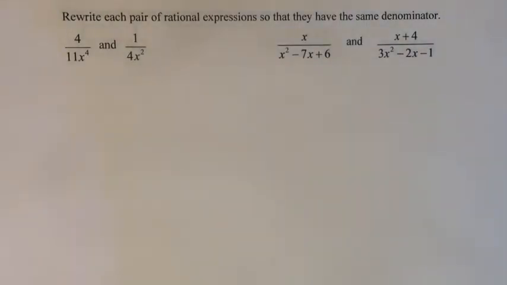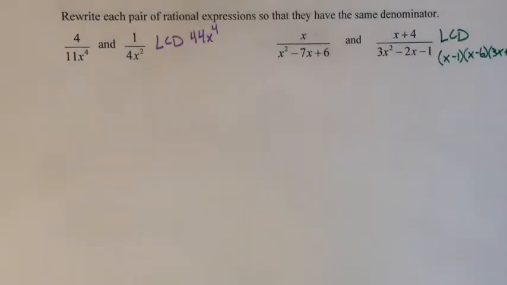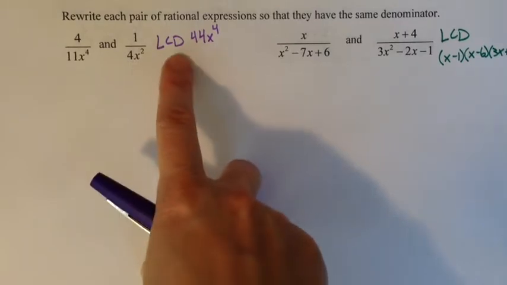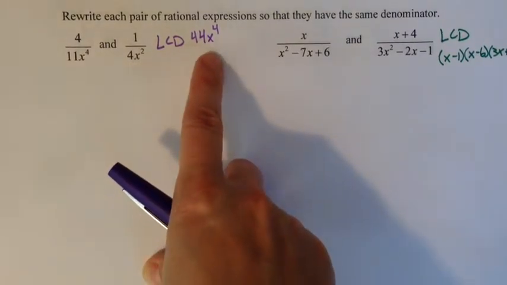Earlier in this video, we reviewed how to find the least common denominator for some fractions, and then we built up each fraction to have the same denominator, ultimately so that we could add or subtract them. That's what we're going to do now. We're going to take these pairs of rational expressions and build them up so that they have the same denominator. Notice that these are actually two pairs of fractions that we already saw earlier in the video. We've already found the least common denominator for these pairs of fractions. For my first pair of fractions, the least common denominator is 44x to the fourth.